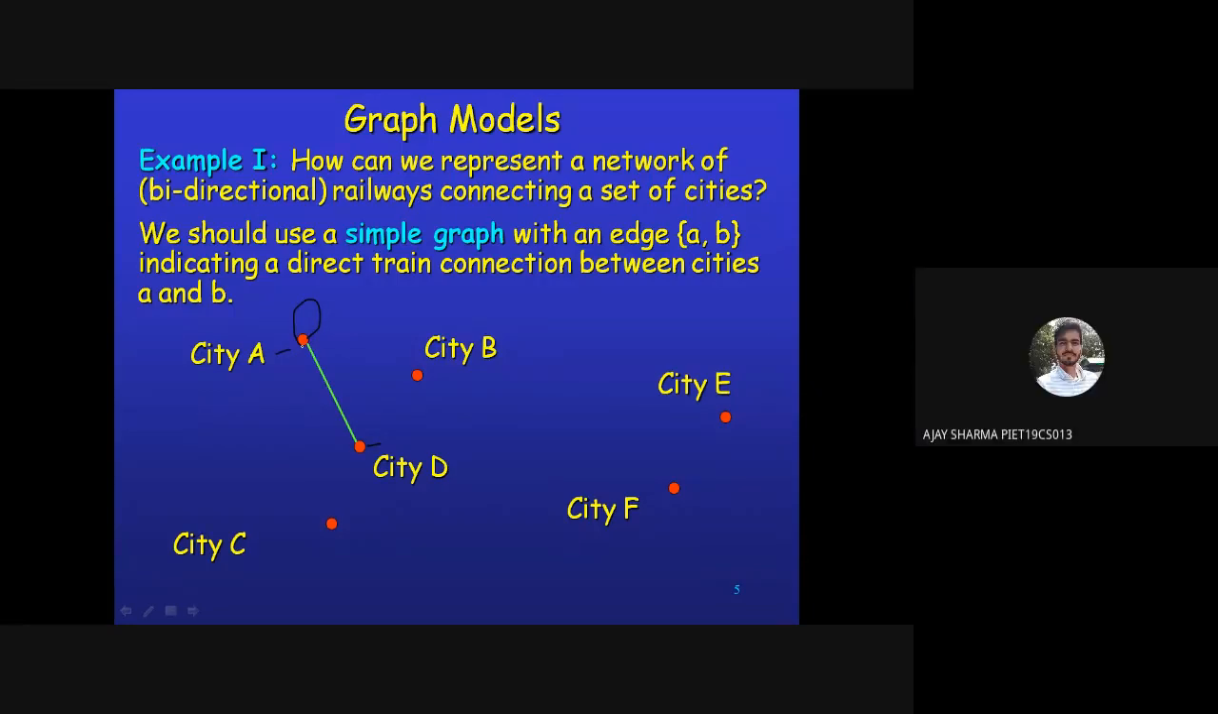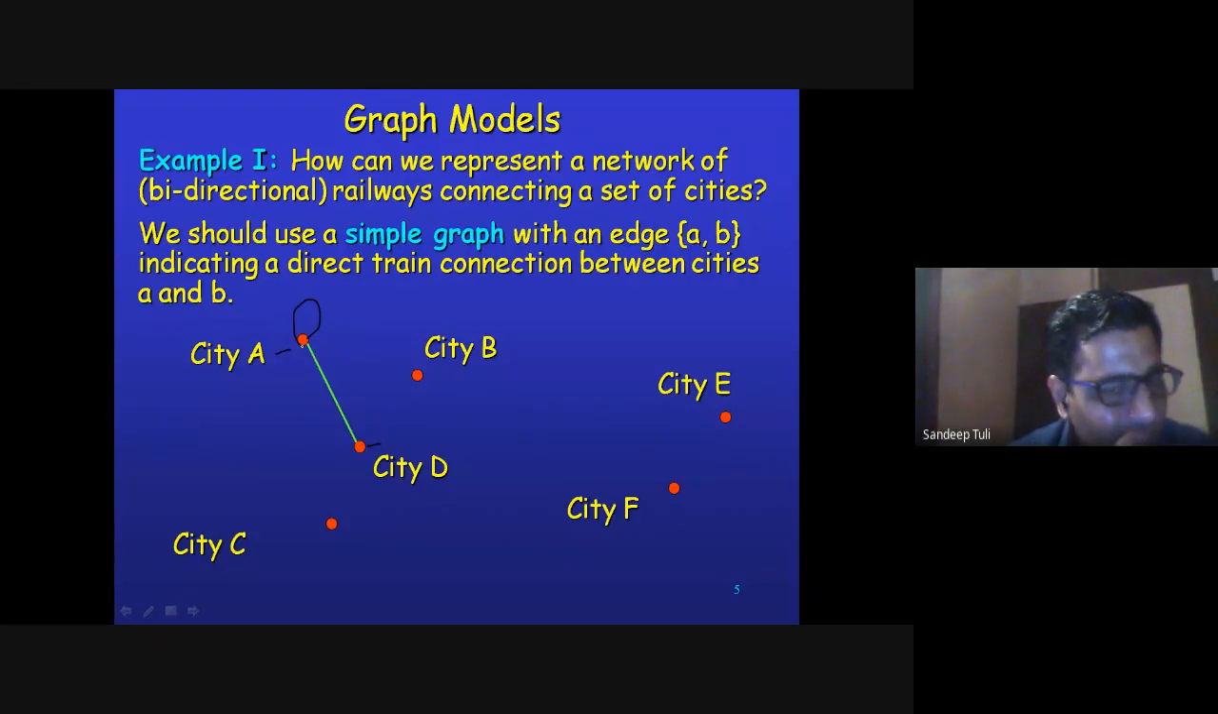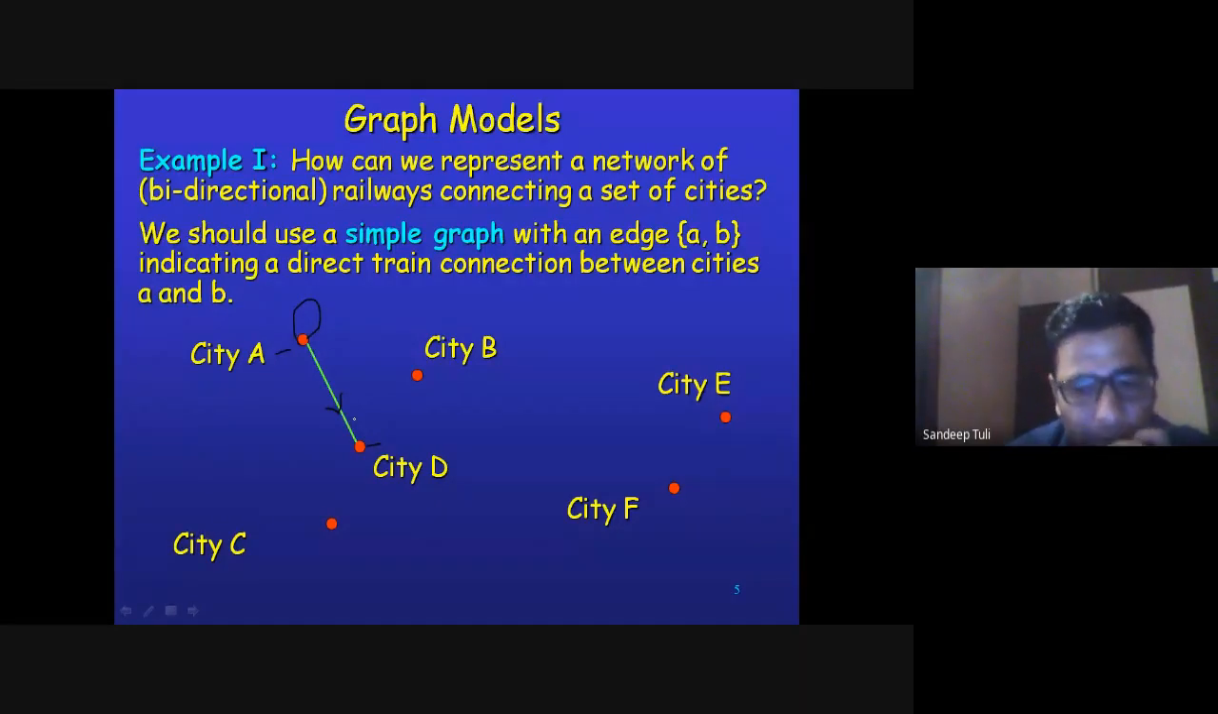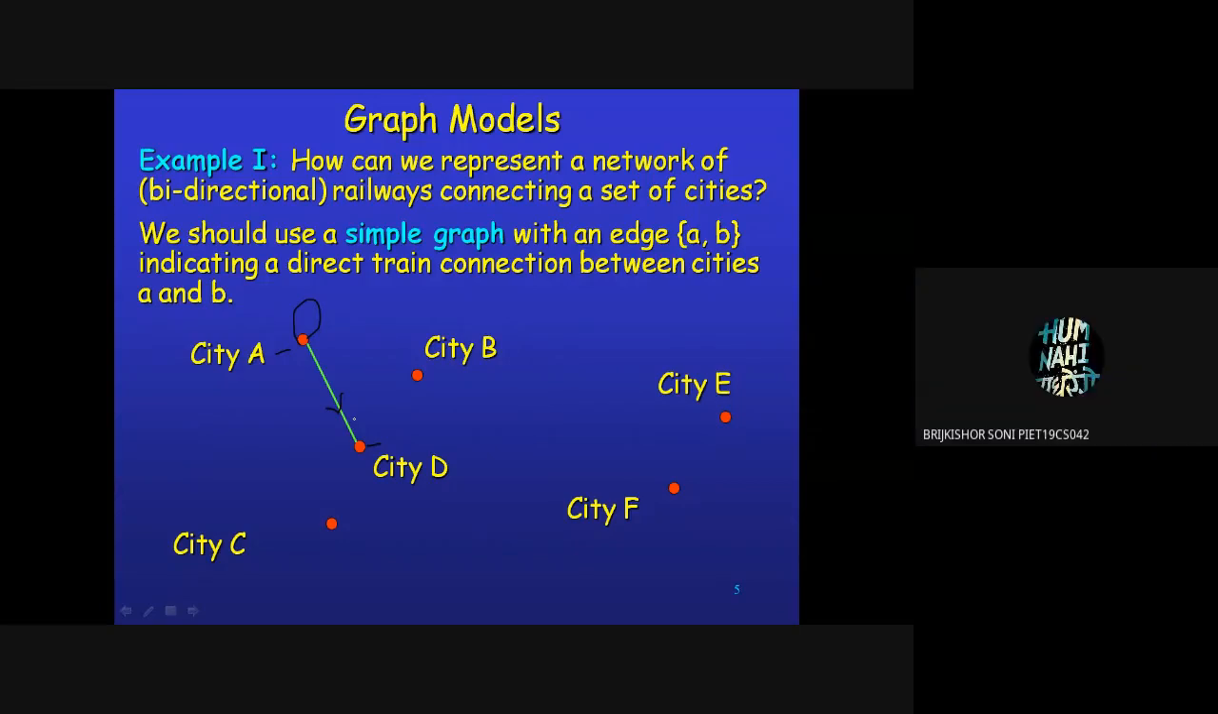Sir, A will have 3 degree, meaning from A to A 2 times and from A to D also. Yes. But now suppose I am having some direction in that. Then it will not participate in the degree of either A or D. Okay? Now it will contribute for A and not for D. It depends on what I take, because in a directed graph there are two different kinds of degrees, in-degree and out-degree. We will learn that.